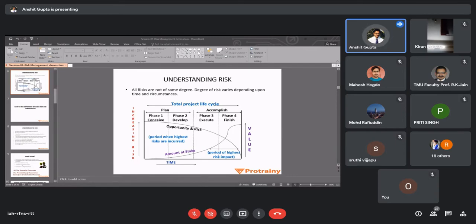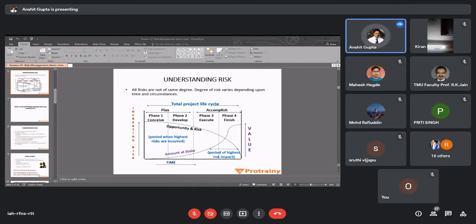If you are not able to judge any risk in the first two phases and you judge the risk while executing, when that thing actually happens, the risk impact is very high. That is, the impact on your project in terms of cost and time will be very high in the last two phases, that is execution and finish phase. So this was the example which I wanted to take related to the graph.